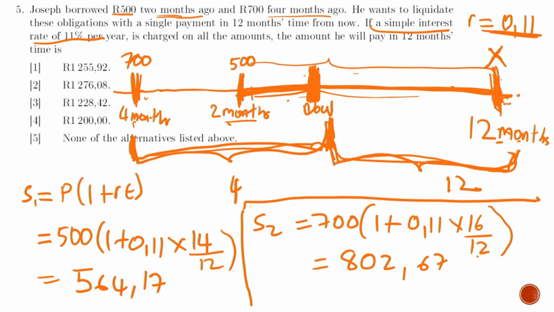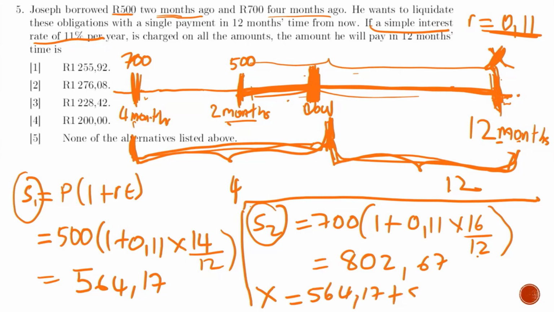802.67. So you add S1 and S2 to get your X, the amount that he's going to pay. So your X is going to be equal to 564.17 plus 802.67. The final answer that you are going to get is 13,766, and you find that it is none of the alternatives above. Okay, so that's all that I have for you.